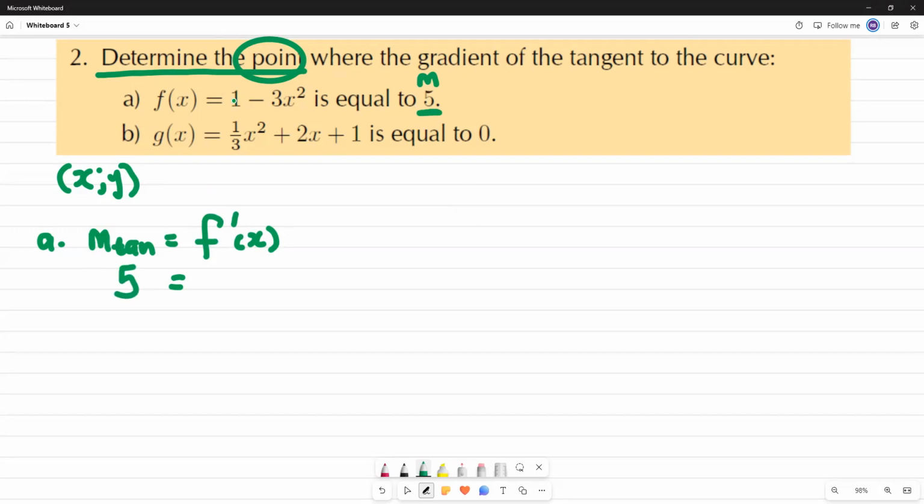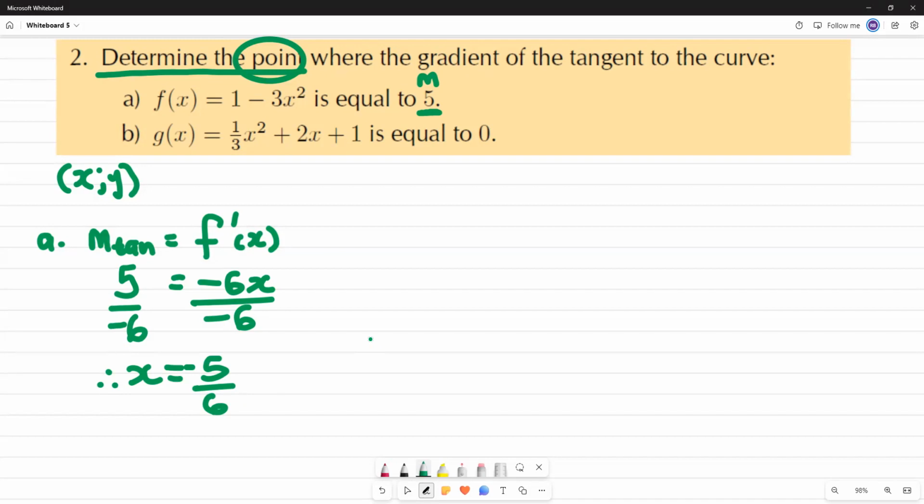Remember, the derivative of a constant is 0. This one here is going to give us minus 6x. Remember, it's going to be negative 3 times 2, and then 2 minus 1, which gives us that. So now we're going to divide both sides by negative 6. Therefore, x is going to be negative 5 over 6. So we now know the point of contact between the curve and the tangent.